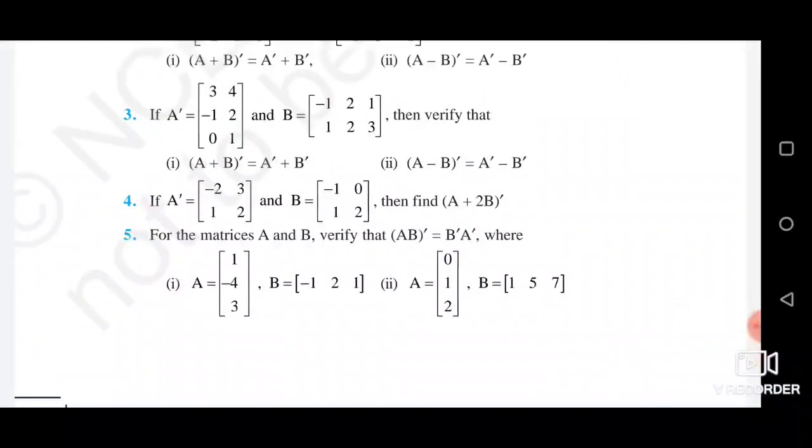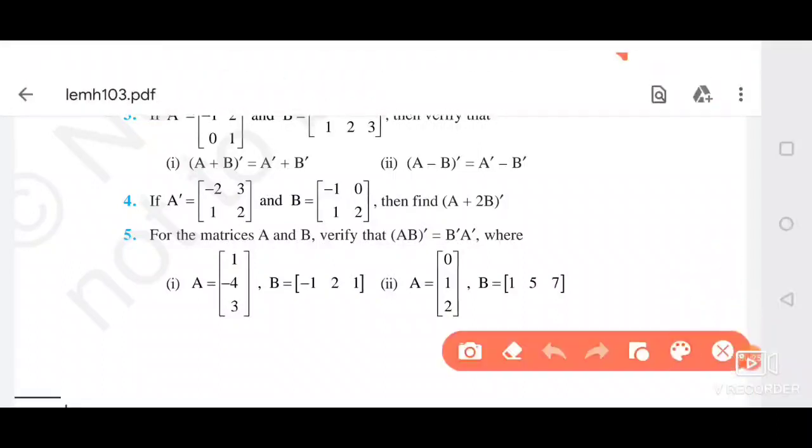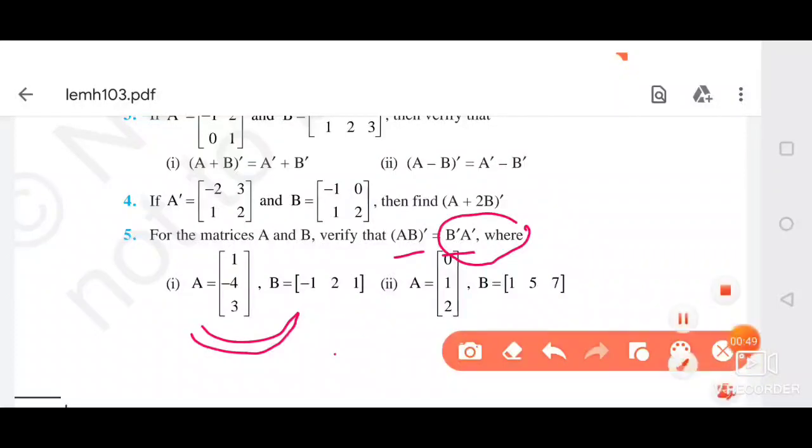Question number 5 is also same as example 21. And here two matrices are given for each question, and you have to verify AB whole transpose is equal to B transpose into A transpose. So for that, first of all you have to find AB, then you have to find A transpose and B transpose, then you have to find B transpose into A transpose. So try to do up to question number 5. So with this I am ending today's video.